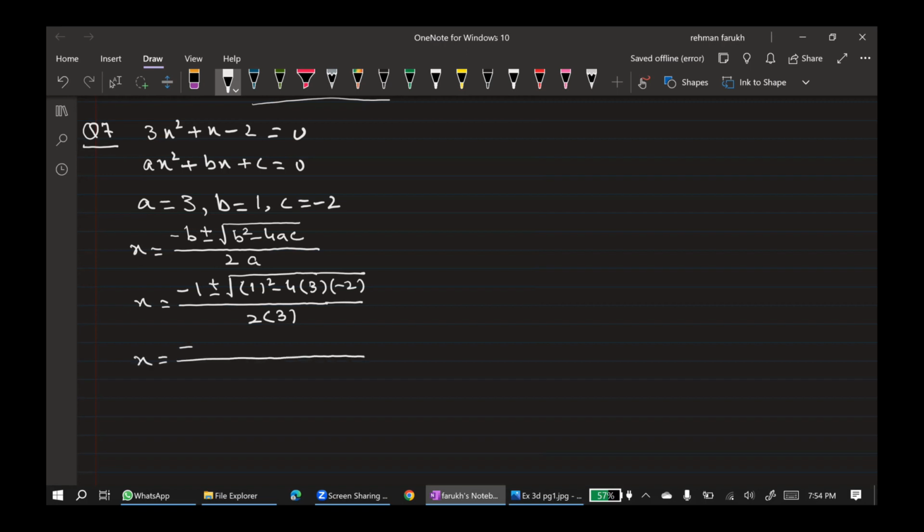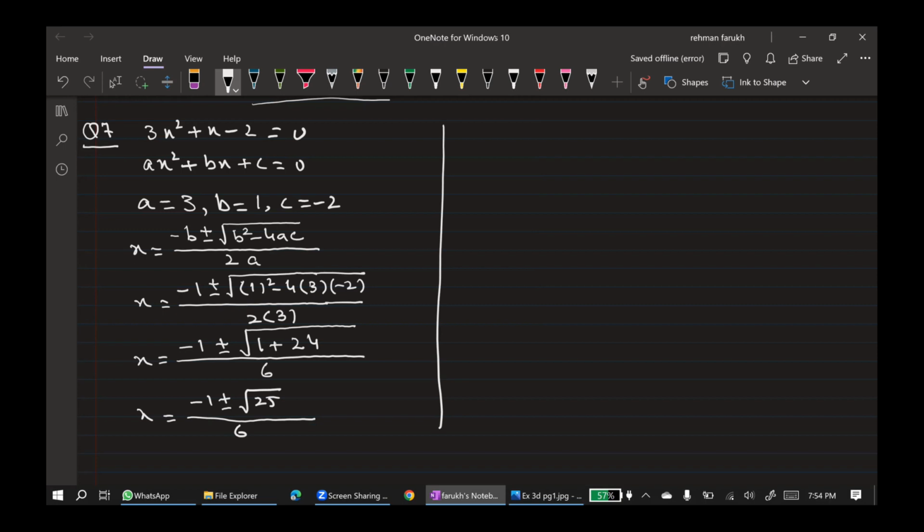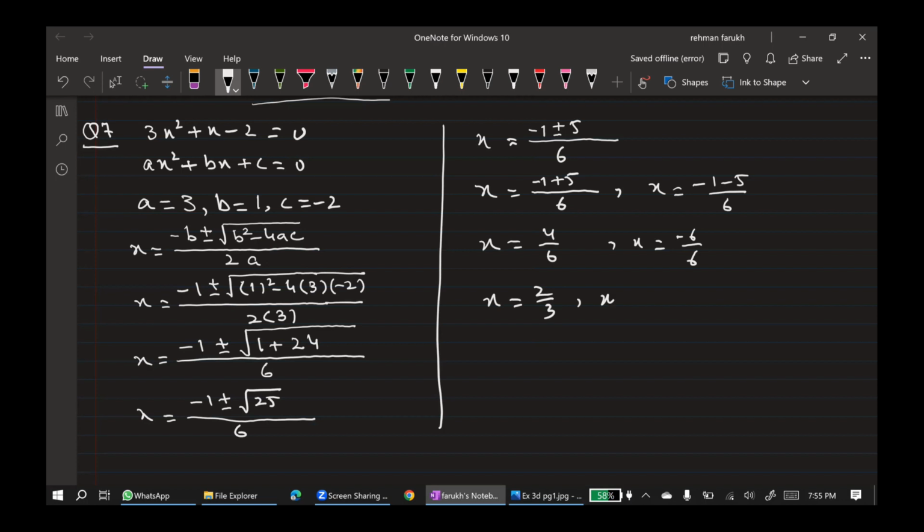X is equal to minus 1 plus minus under root 1 plus 24 over 6. X is equal to minus 1 plus minus under root 25 over 6. Now x is equal to minus 1 plus minus 5 over 6. X is equal to minus 1 plus 5 over 6, and x is equal to minus 1 minus 5 over 6. X is equal to 4 by 6 and x is equal to minus 6 over 6. X is equal to 2 by 3 and x is equal to minus 1 are the solutions of this quadratic equation with the help of the quadratic formula.